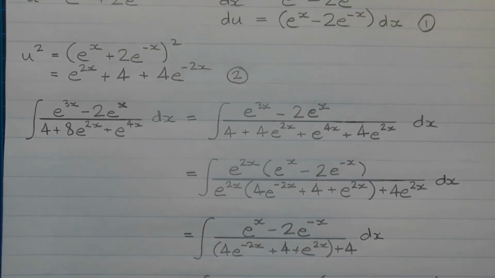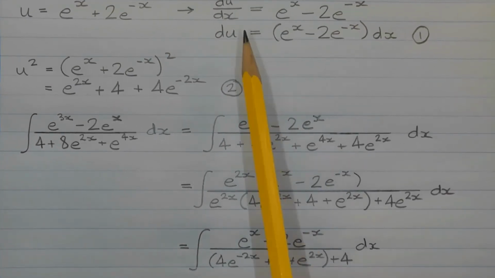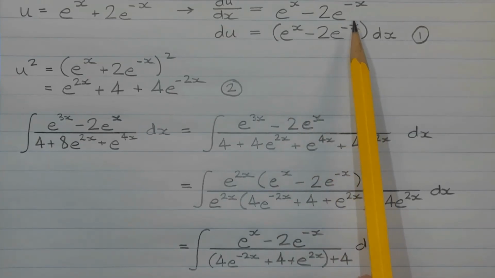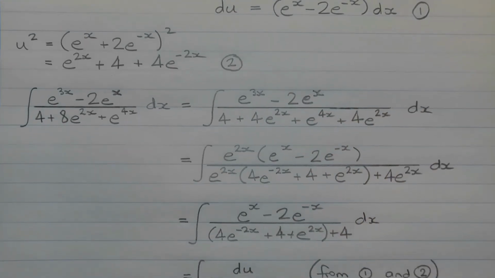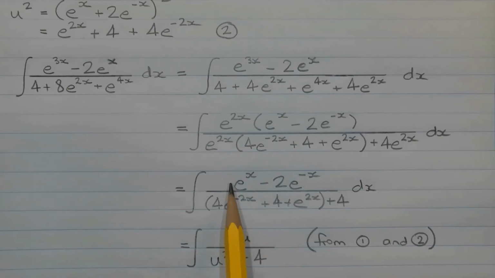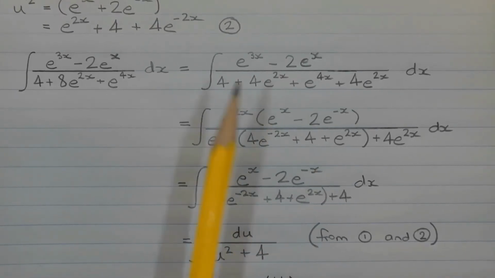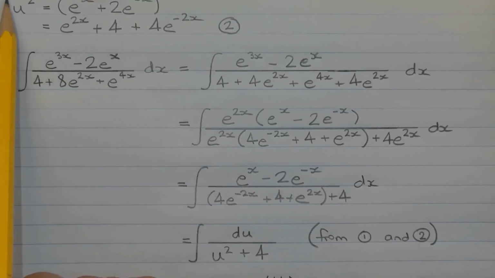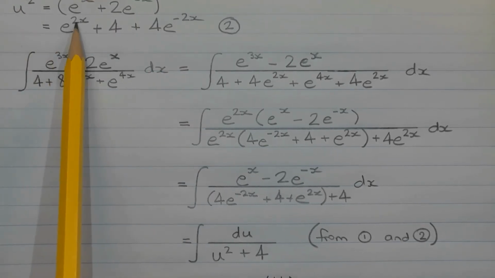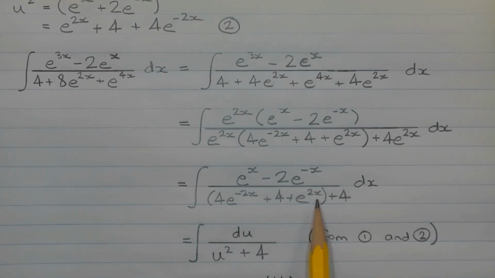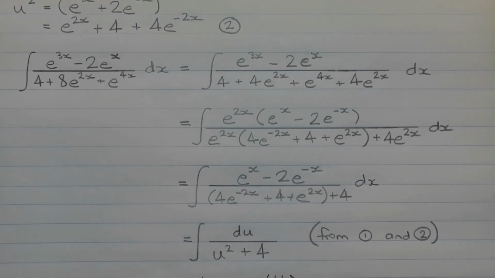Now if we go back to equation number 1, du is equal to (e^x - 2e^(-x)) dx. That replaces the numerator, including the differential dx. And for the denominator, what's in brackets here is replaced with u squared. Since u squared is equal to e^(2x) + 4e^(-2x) + 4, so this whole bracket here can be replaced with u squared.